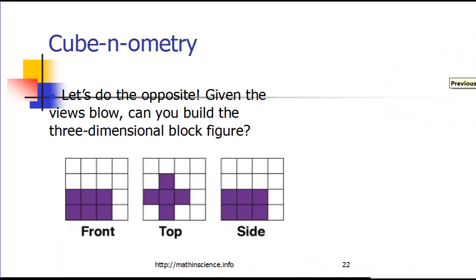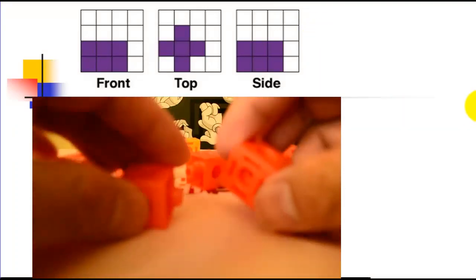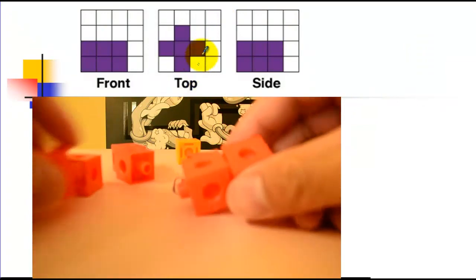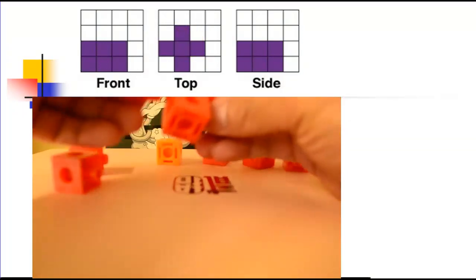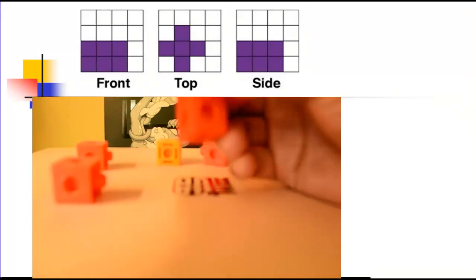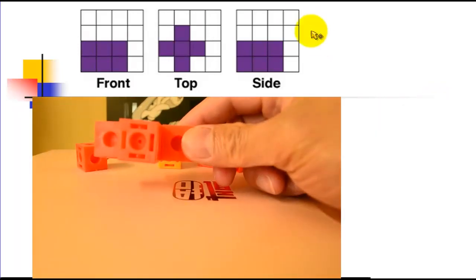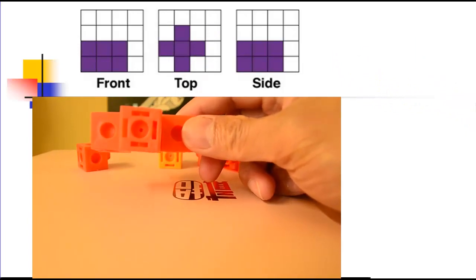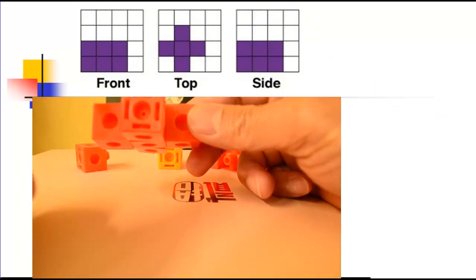Okay, what about the opposite? Let's say given the different views below, the front, the top, and side view, can we build a three-dimensional figure? Let's start by creating a three-dimensional figure. I think we can start by looking at the top view. So we have like a cross. Let's try to create it. Okay, so we already have the top view. Now, for the front view, it says we have two levels, and it should consist of 3 squares at the bottom and another 3 squares on top.